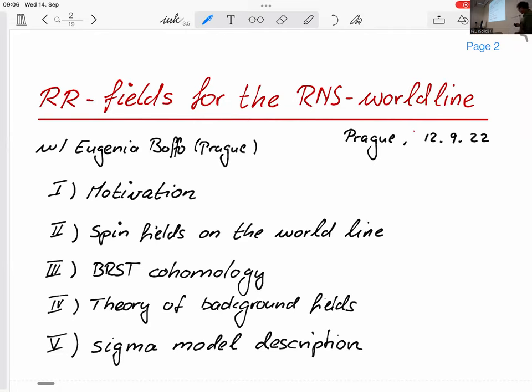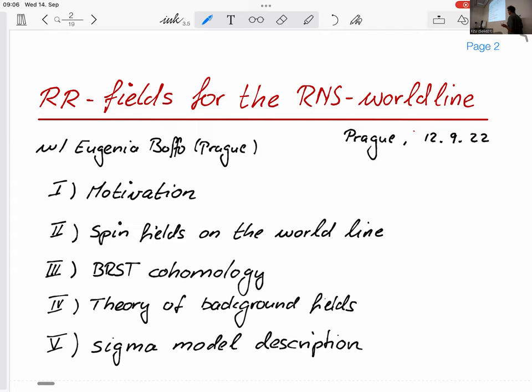So just to go through the program quickly. If we want to couple the Ramond-Ramond fields, our way is somehow to do it through the spin fields, because the spin fields appear naturally as a vertex operator for the Ramond-Ramond field. So the first problem will be to define something analogous to a spin field on the worldline, which is perhaps the biggest challenge in some sense.